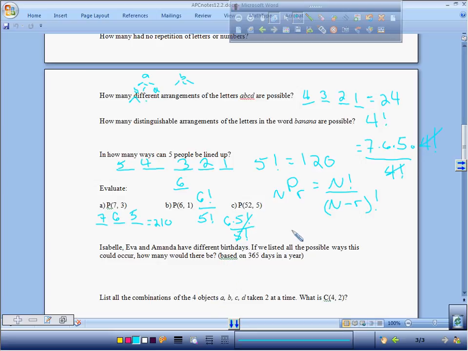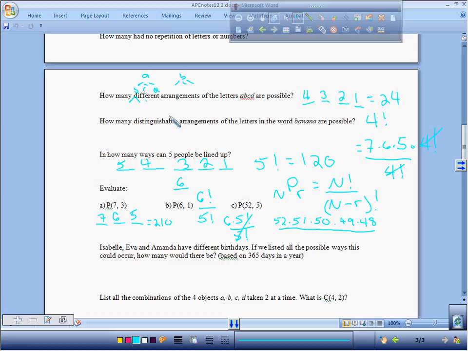And so 52 factorial would just be 52 times 51 times 50 times 49 times 48. Yes? Yeah. See? Okay. So that's that.